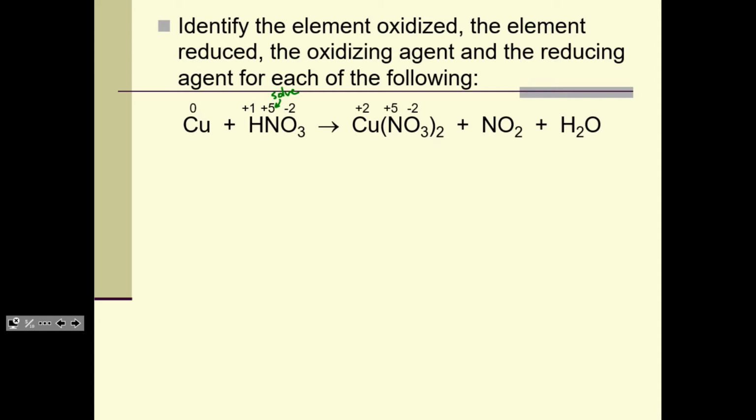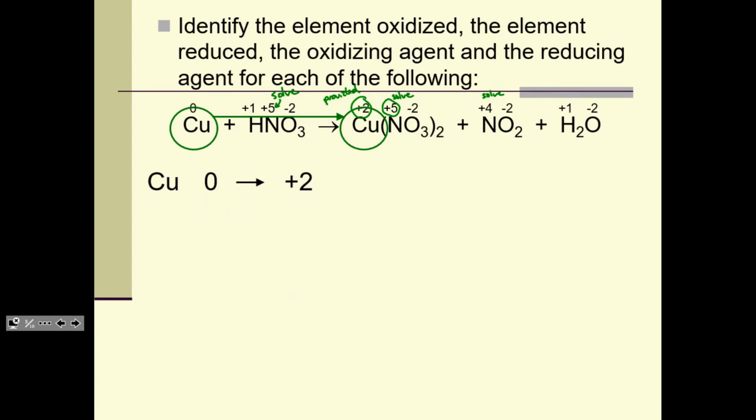Now in this one, we would have provided you with copper's oxidation state, and then you would have had to solve for nitrogen. Nitrogen dioxide, we have a -2. We would have solved again for nitrogen here, and then H2O is +1 and -2. So from the left side to the right side, copper has gone from a 0 to a +2.